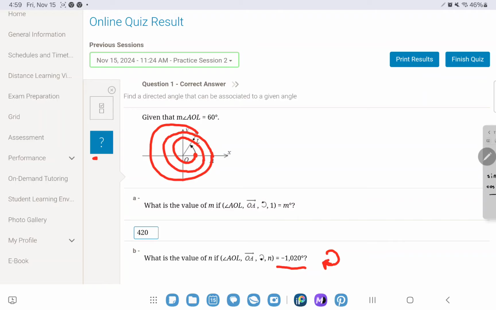So what do you have? How many full turns did you do? You did from this point 1 turn, 2 turns. So your answer is gonna be n equals 2 turns.